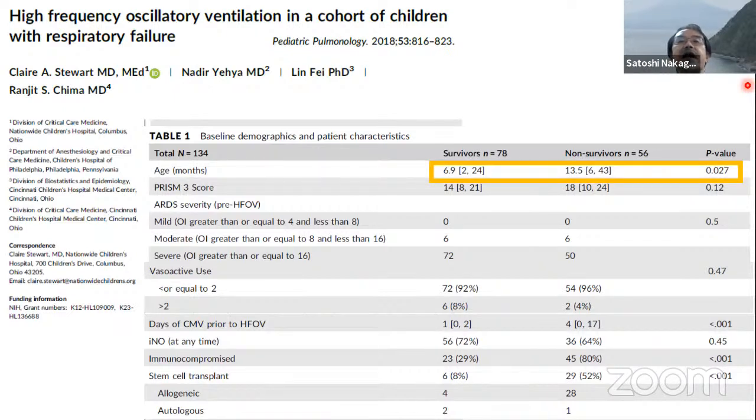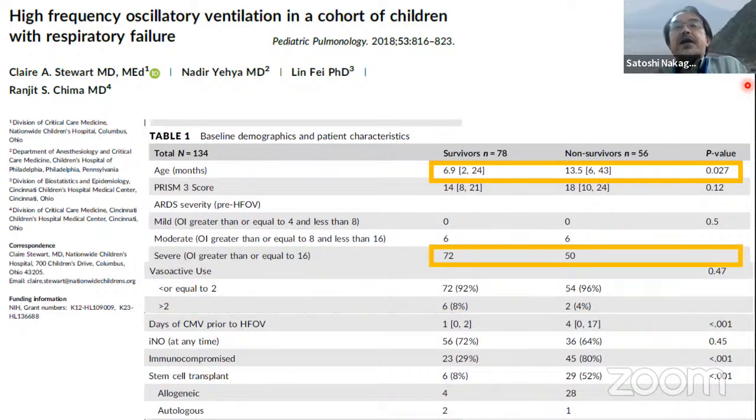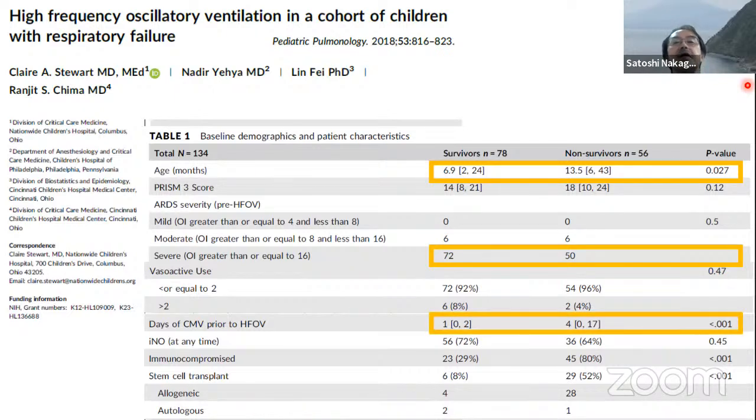When we look at the age, the survivors tend to have a younger age, and they applied the high-frequency oscillation on severe ARDS by the Pediatric Acute Lung Injury Consensus definition, oxygenation index equal to or greater than 16. Survivors tend to have a shorter duration of conventional mechanical ventilation before applying high-frequency oscillation, 1 day versus 4 days in median.